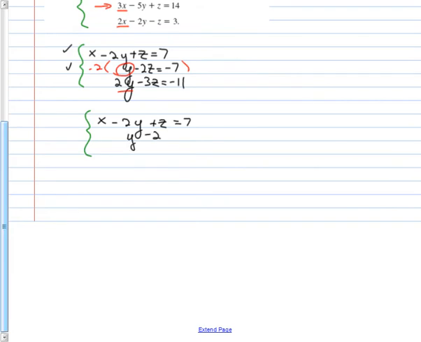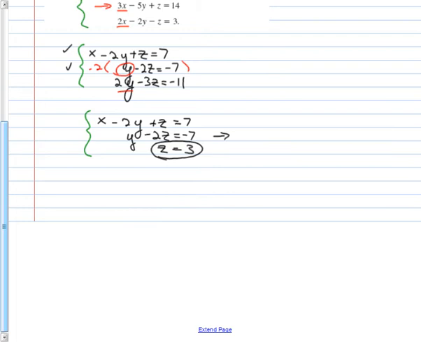Y minus 2z equals negative 7. Now we'll do our math here. Negative 2y plus 2y, y's are gone. 4z minus 3z, z, equals 14 minus 11, 3. There's triangular form. And once I have triangular form, I have one answer.